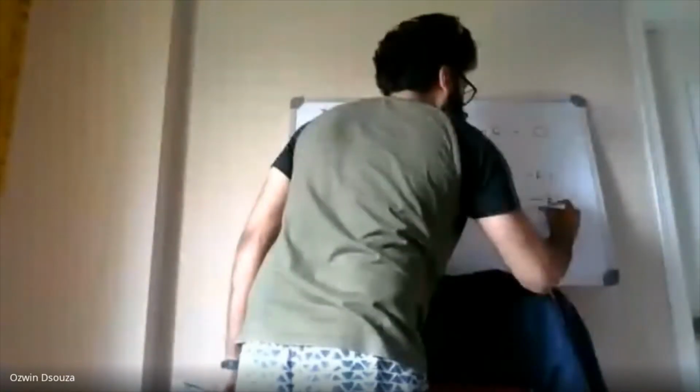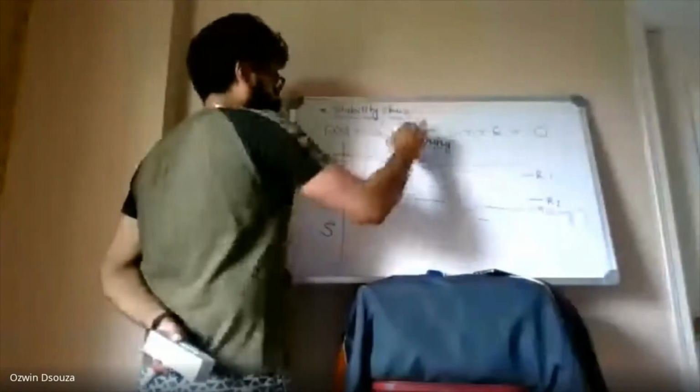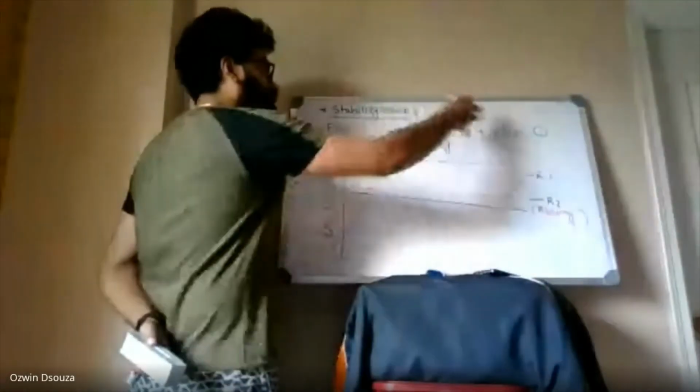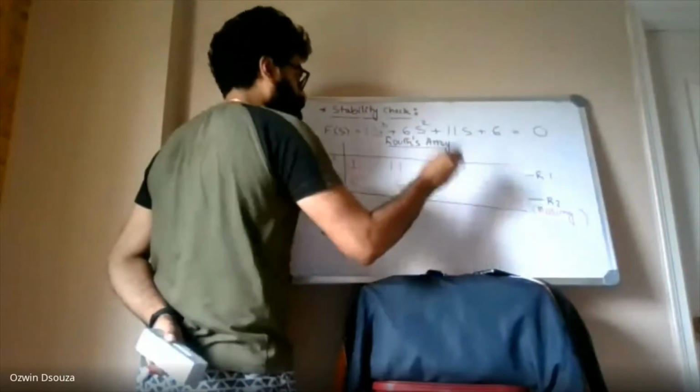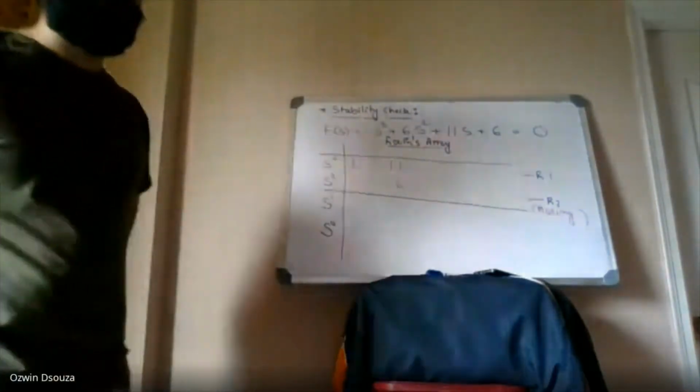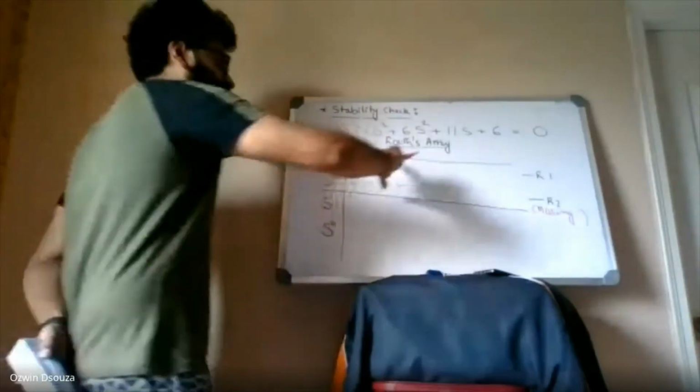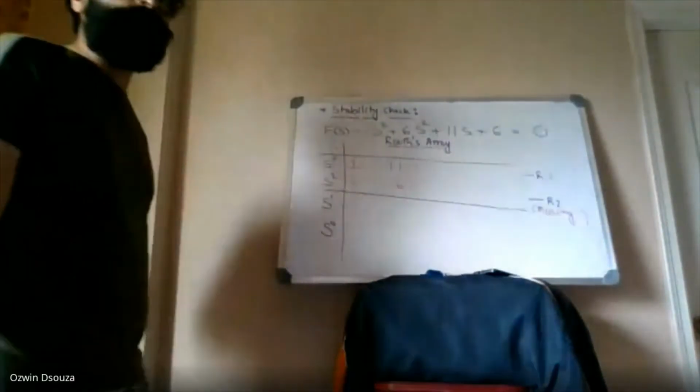In row 2, what are you going to do? You are going to tabulate the missing elements. So in row 2, you just substitute the missing elements. The coefficient of s square is 6, and the coefficient of s to the power 0 is also 6. Done. So you are done with the first two rows of Routh's table.